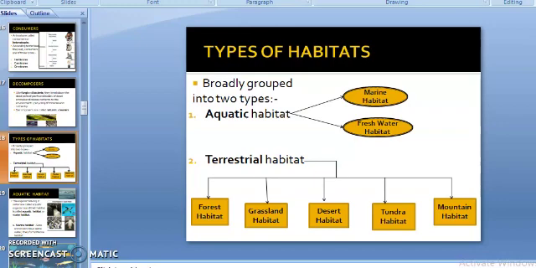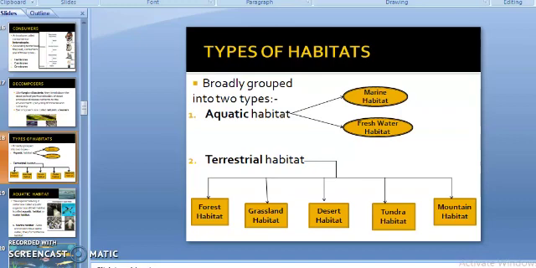In this chapter, you will also be able to identify habitats of some familiar living organisms and the significance of their adaptations too. So let's start today's topic, that is types of habitats.